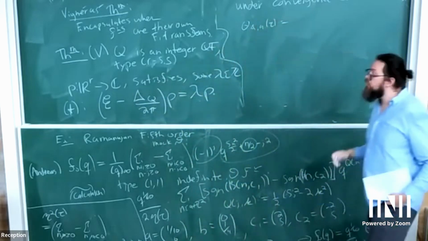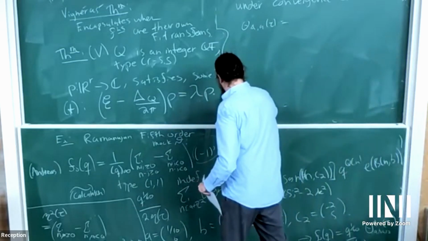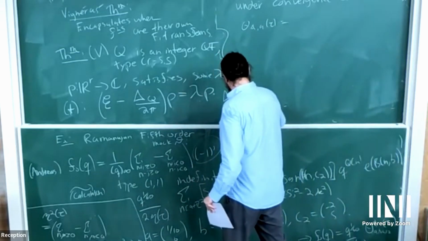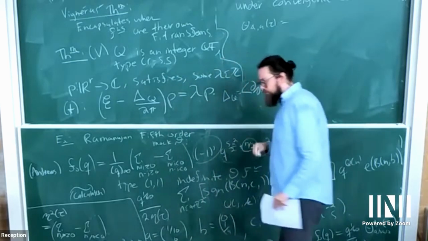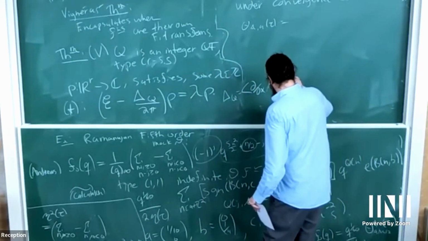Huh? Oh, so delta Q is the vector d/dx_1 through d/dx_r, and inverse d/dx.